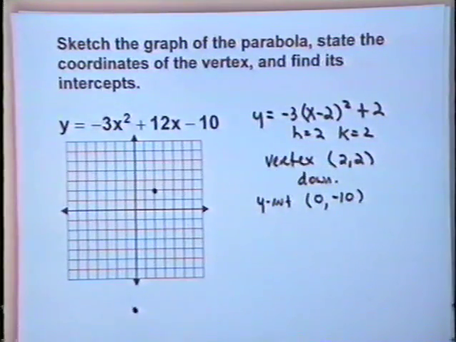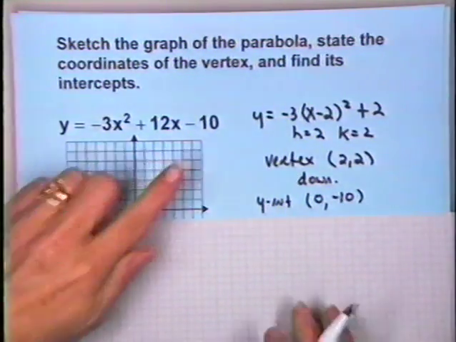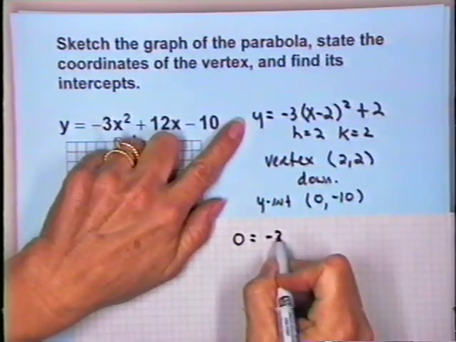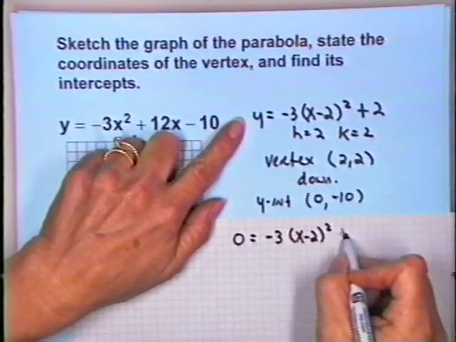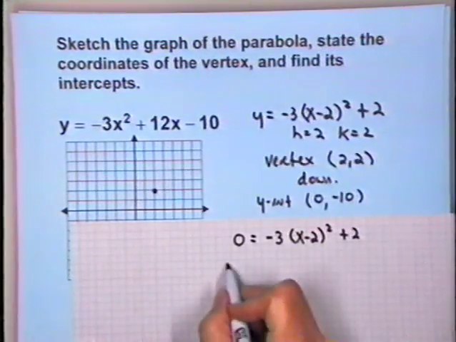Now, let's get our x-intercepts, okay? And I'm going to try that new method again. I'm going to start right here and let y be 0. I have negative 3, (x - 2)² + 2, okay? Now, I'm going to subtract the 2.